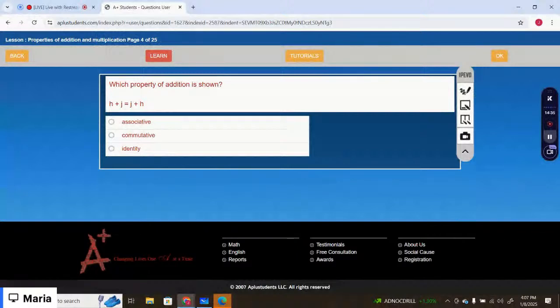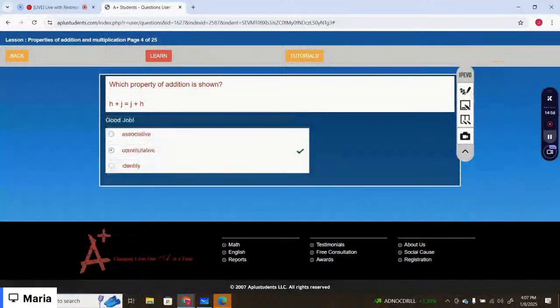Which property of addition is shown? h plus j equals j plus h. So which is the correct option? The correct option is that is again the commutative property. Option number 2 is the correct option.